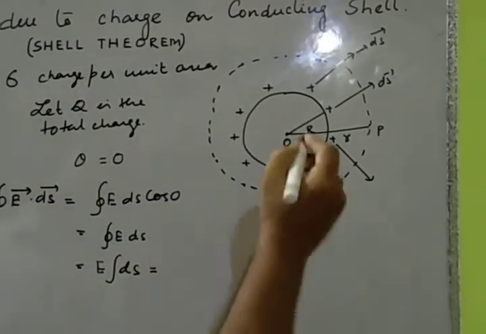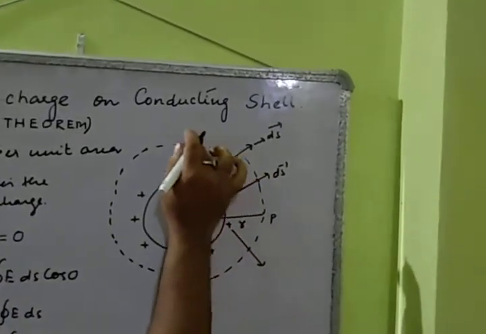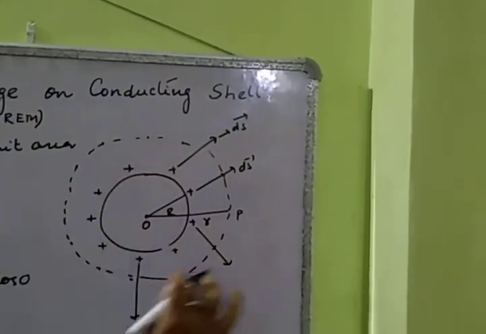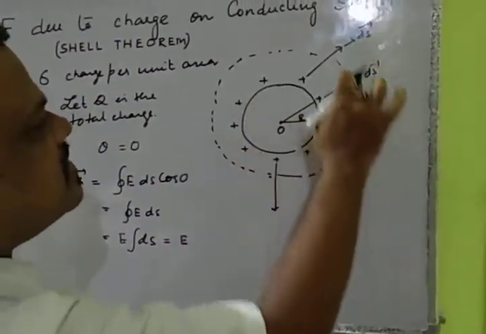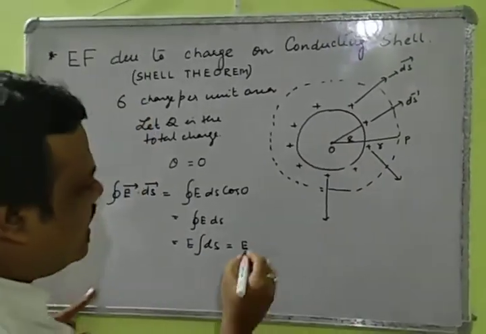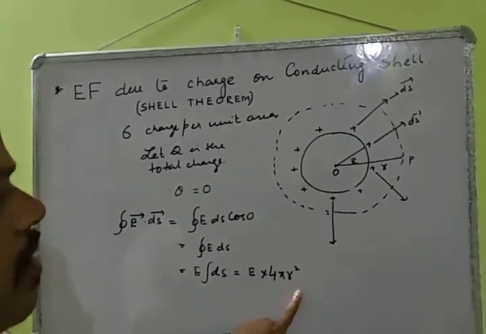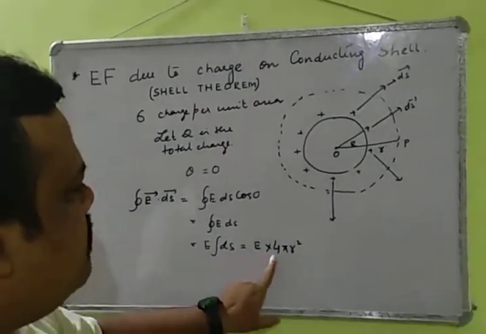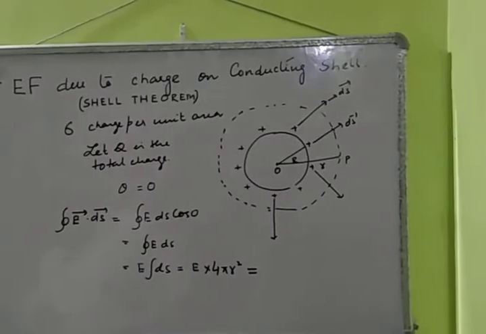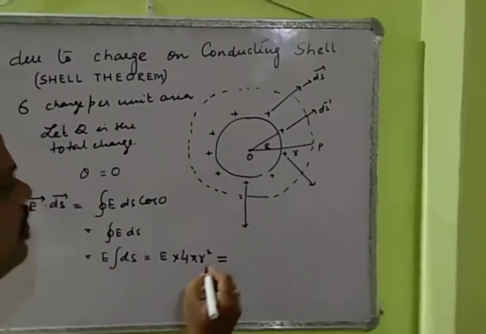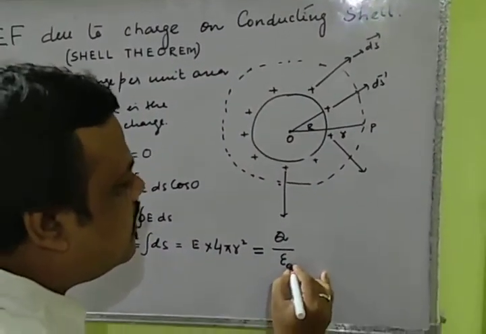Now what is dS? I again repeat, dS is the elementary area. If we integrate dS, we will get the entire area of the Gaussian surface. Since the Gaussian surface is spherical in nature, the area will be 4 pi small r square. So E into 4 pi small r square is equal to, from Gauss theorem, the charge divided by epsilon naught.